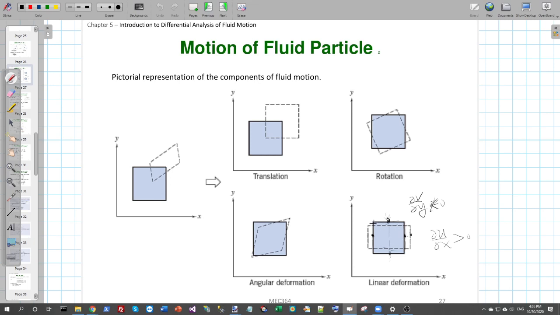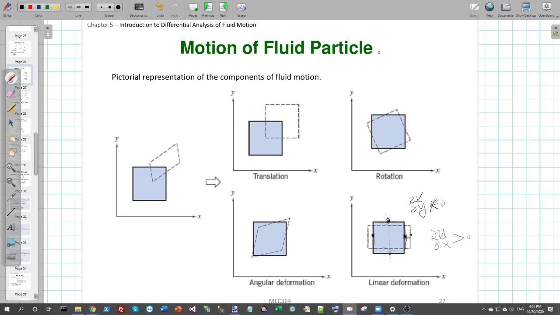Let's focus on this x direction. Let's assume we have this face here and this face here, and if the velocity on this face and the velocity on this face are the same, then no matter how much time elapses, the distance between these two faces will not change. So there's no linear stretch or contraction in this x direction, right?